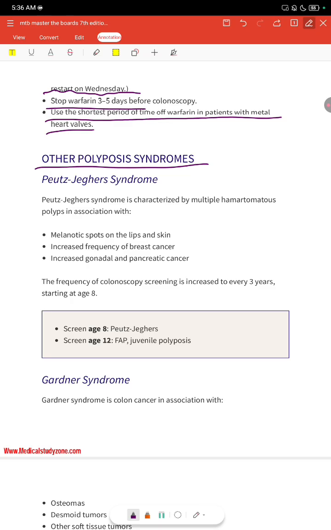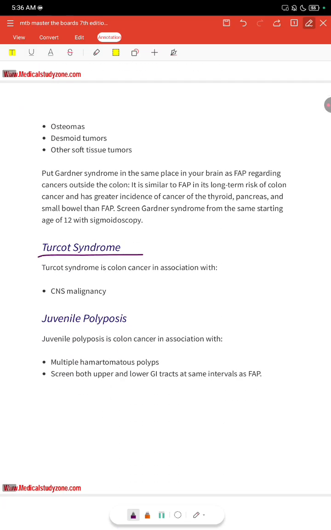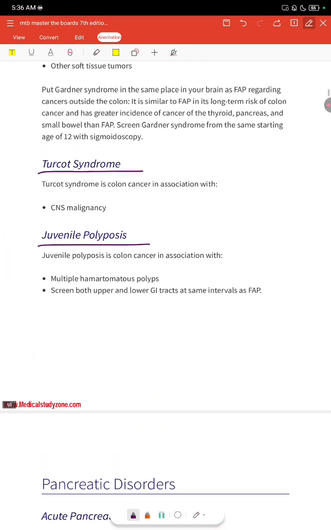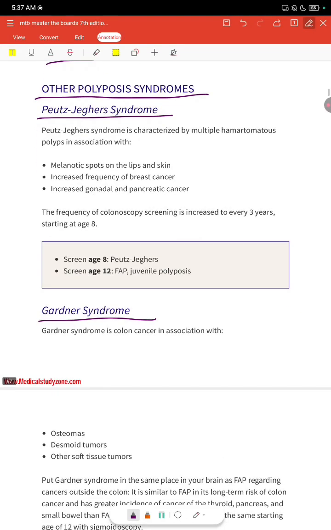Other polyposis syndromes: Peutz-Jeghers syndrome, Gardner syndrome, Turcot syndrome, juvenile polyposis. Now let's see. Peutz-Jeghers syndrome is characterized by multiple hamartomatous polyps in association with melanotic spots on the lips and skin. These are the extraintestinal manifestations. Increased frequency of breast cancer, increased gonadal and pancreatic cancer. The frequency of colonoscopy screening is increased to every 3 years starting at age 8.